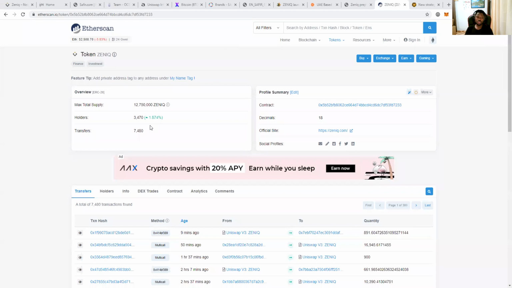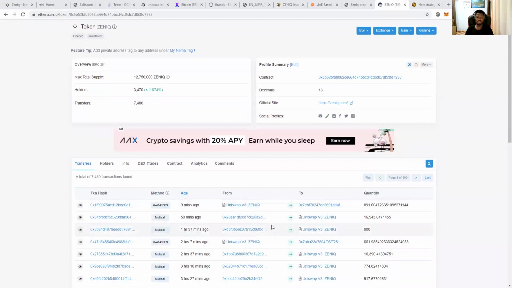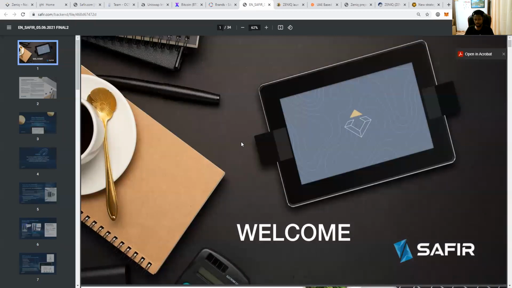All right, so you get to see the project is gaining traction, the project is developing by the day. And of course, everything that is going on can be verified on the blockchain. So you get to see the Uniswap version 3, what has gone by, the minting calls, and a whole lot of information from the Explorer, which is open for you to do your personal research on. So this brings us to what Zeniq actually is.